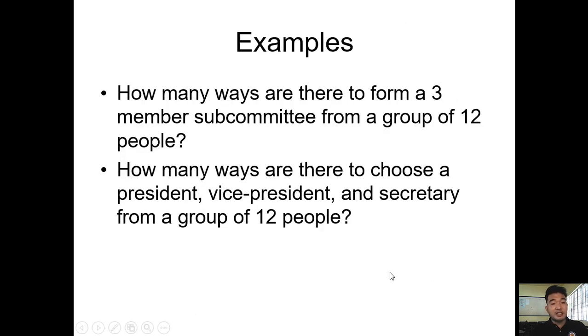Okay, let's have here some examples. How many ways are there to form a 3-member subcommittee from a group of 12 people? And then how many ways are there to choose president, vice president, and secretary from a group of 12 people? Your task here is to number 1, identify whether combination or permutation ba ang hinahanap. Kasi kapag combination, order does not matter. While for the permutation, order matters. Ibig sabihin, lahat pwede. Magkakaiba yun, ano?